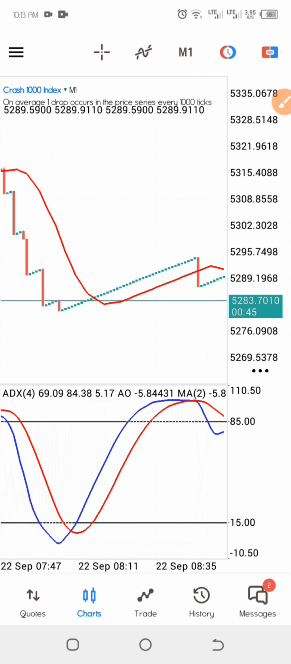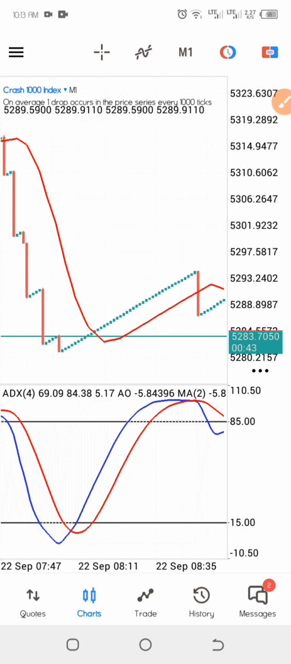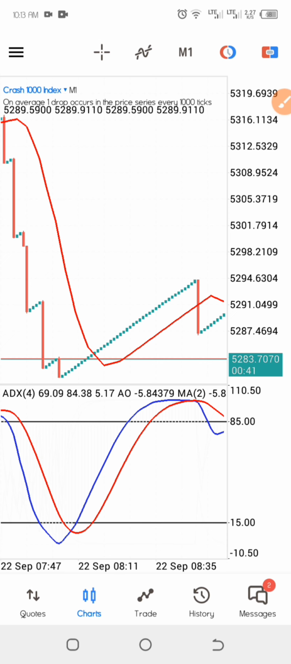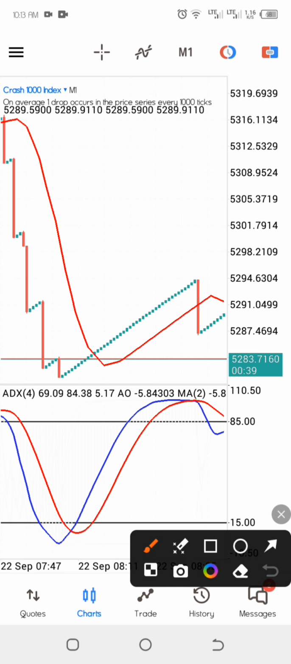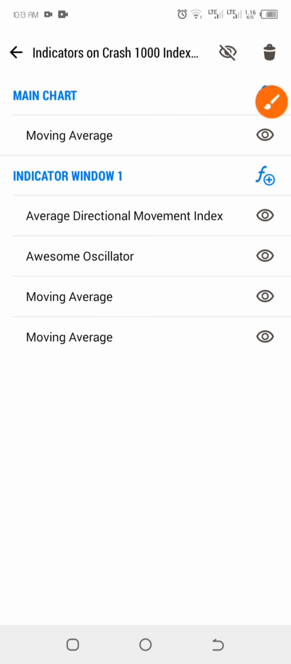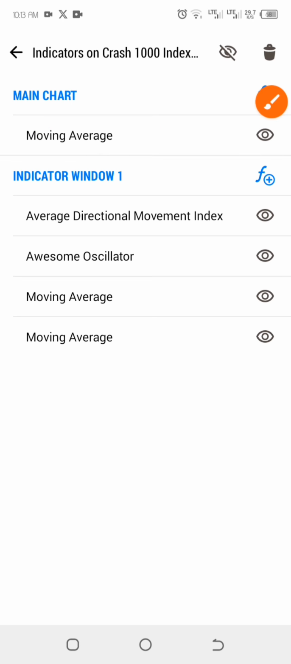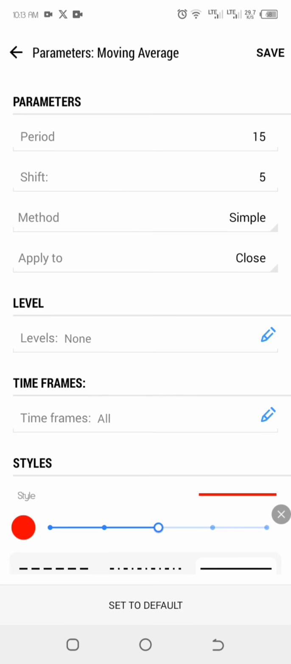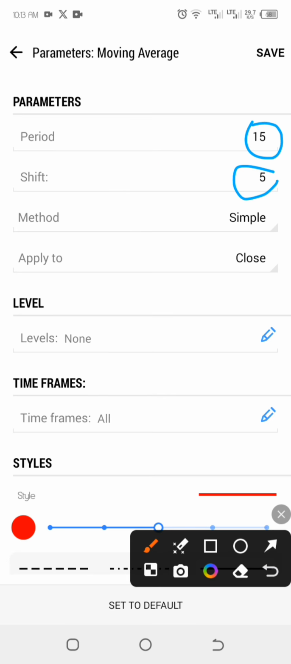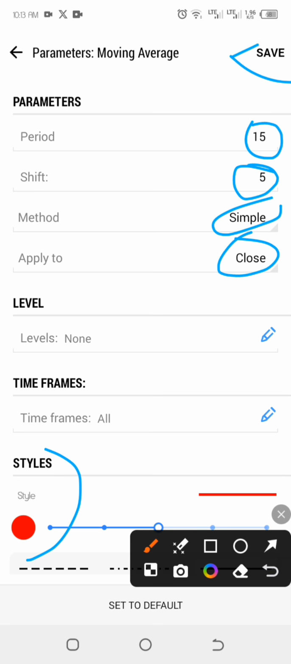So let me show you guys the settings for the strategy, then we dive into how the strategy works. To set everything up, just go to this icon you are seeing at the top. When you click on it, the first indicator is the moving average. If you add this up, you click on this F icon right here. For the moving average, period is 15, shift is 5, method is simple, apply to close, using a style of your choice, and click on save.